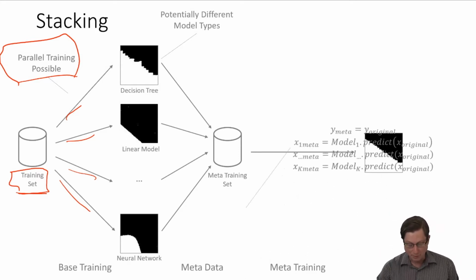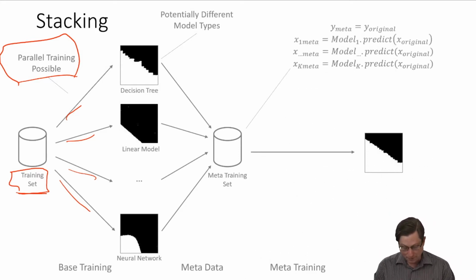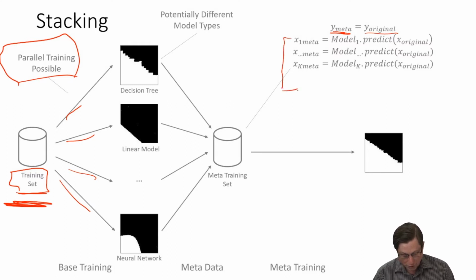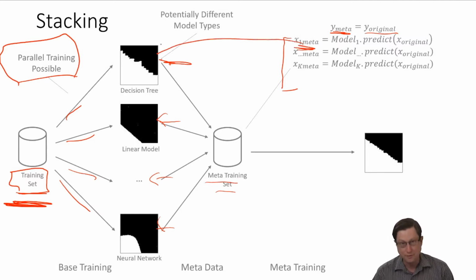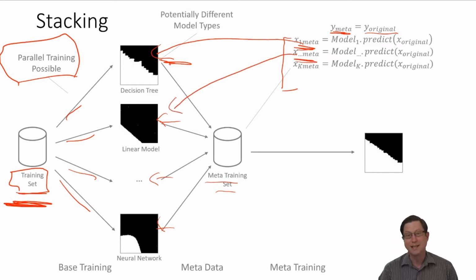Now you create this meta training set. And the way you do it is that the labels for the meta training set are the same as the labels for the initial training set over here. So you keep the labels exactly the same, but what you change is the features. And the meta training set has 1 feature per base model. So if you have 7 of these base models, the meta training set will have 7 features. And the first feature for the meta model is the prediction of the first base model. And the second feature for the meta model is the prediction for the second base model.